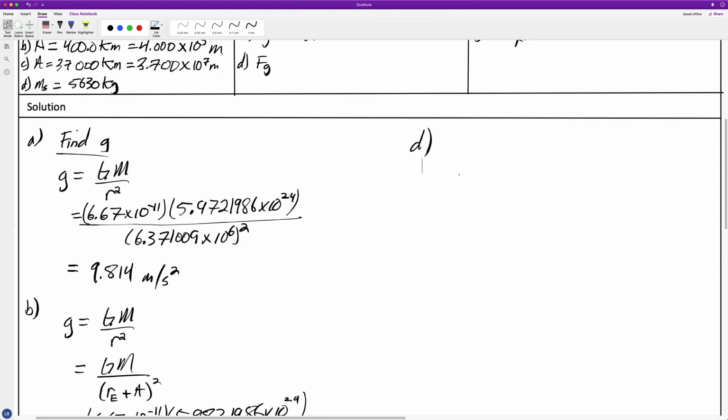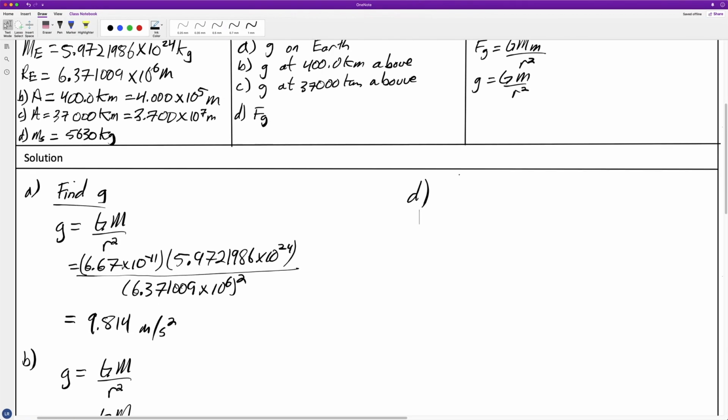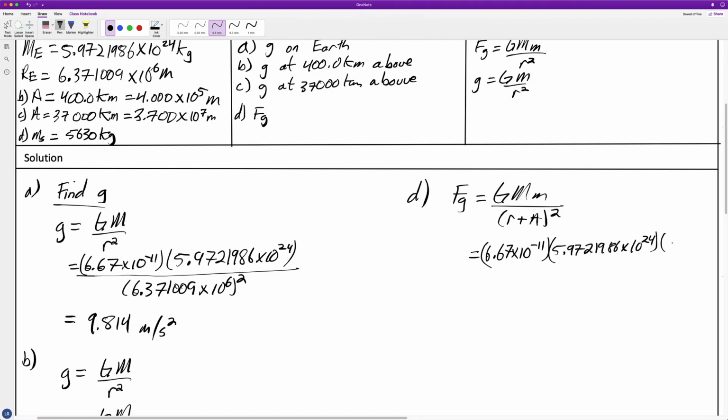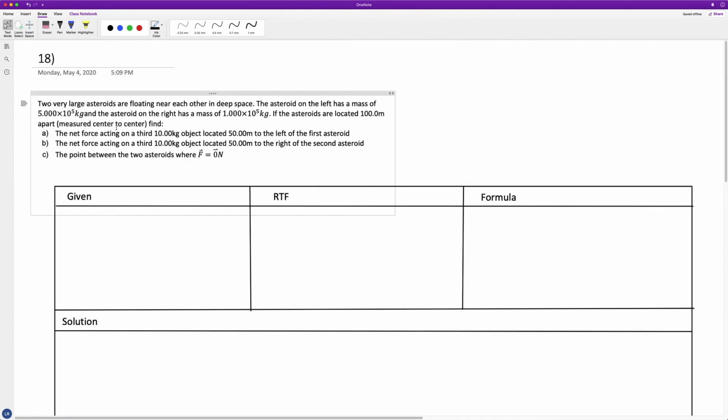Finally, part D, looking for the force of gravity of our satellite up at that altitude. So FG is equal to big G, big M, little m over R plus our altitude squared. So our universal gravitational constant times the mass of the Earth times the mass of the satellite divided by the radius of the Earth plus the altitude of our satellite, all squared. Again, do not forget the brackets. So we get a force of gravity of 1,192 newtons.